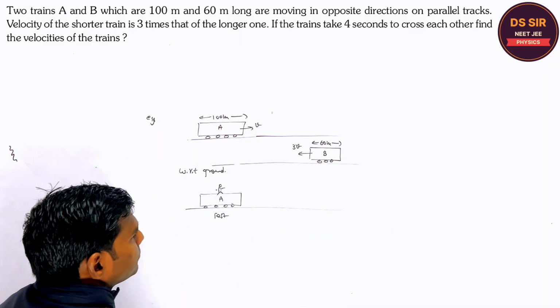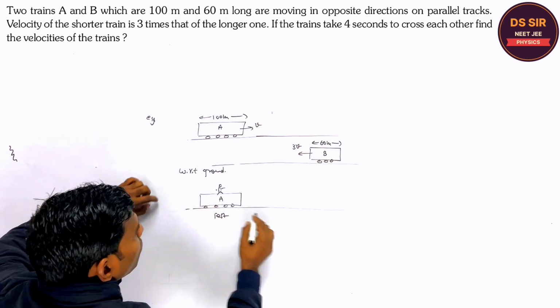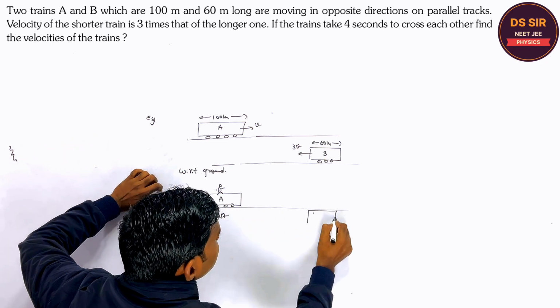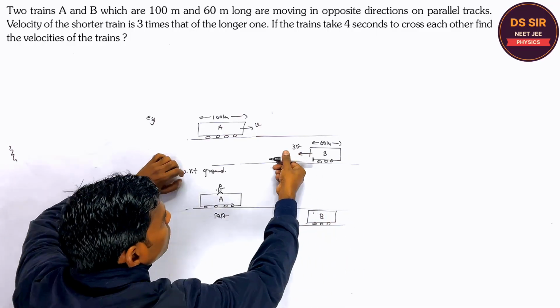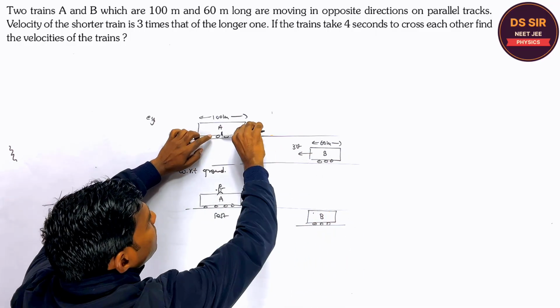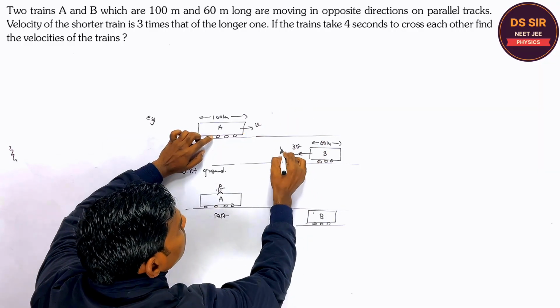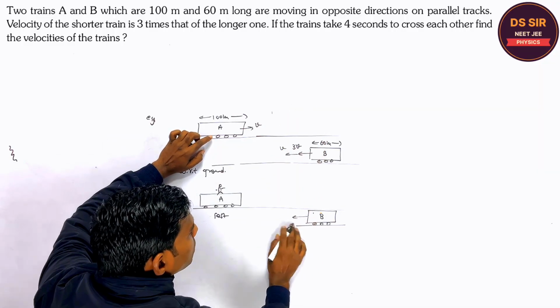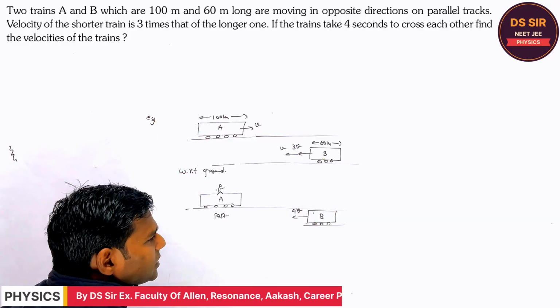Now, with respect to A, can you find the velocity of B? Yes, it is very easy. How to find? This is 3v, and transfer A's velocity in the opposite direction. This is 3v plus v. So what is the velocity of B with respect to A? It is 4v. Is it clear or not?